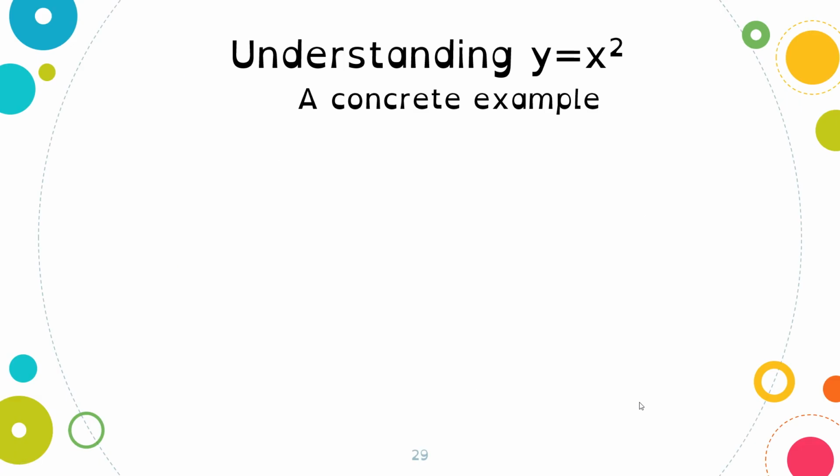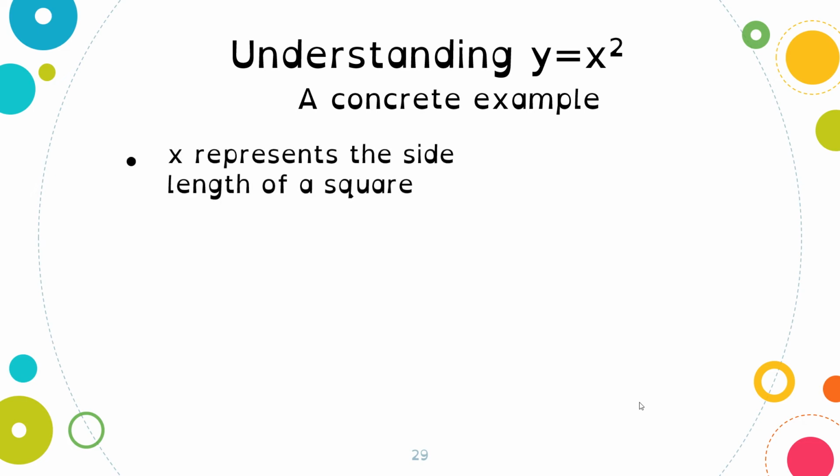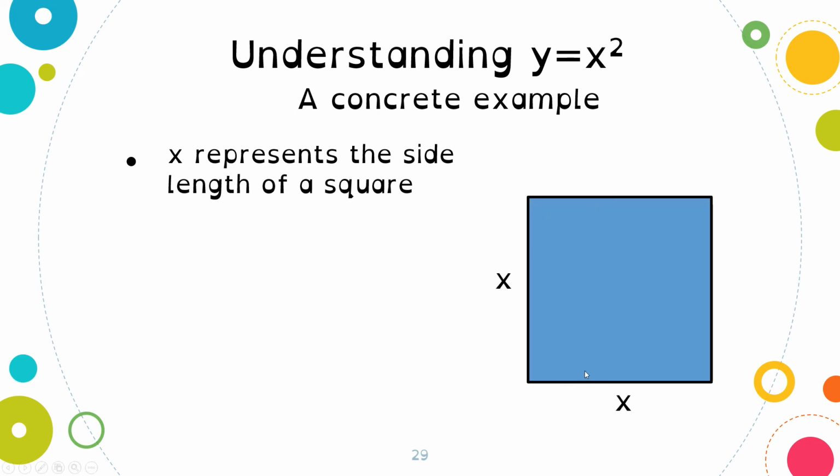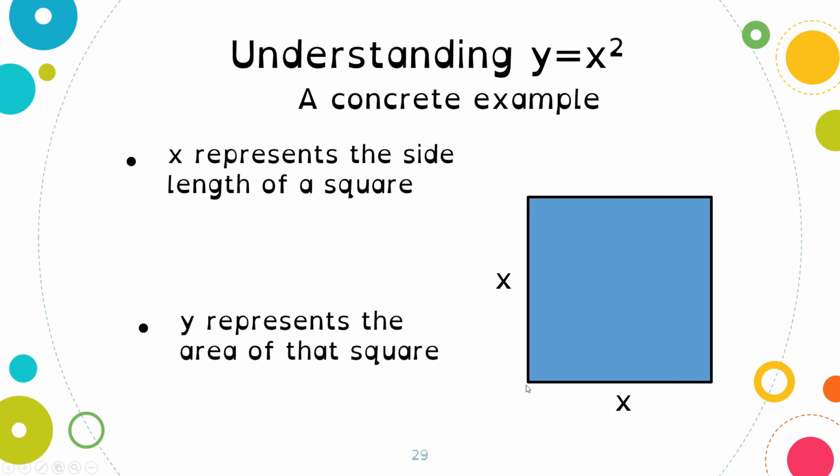So let's understand a little bit more what we are talking about. Sorry about my cough. So if we're trying to understand y equals x squared, let's look at a concrete example. So x represents the side length of a square. That's why we say x squared: we are saying a side length of a square. So we have a square, and the length of each side is x. So then y represents the area of that square.